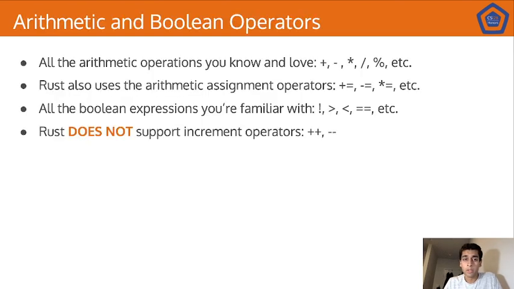Okay, so Rust supports all the arithmetic operations you know, so addition, subtraction, multiplication, division, modulo, etc. It also uses the arithmetic assignment operators, so increment with plus equals, decrement with minus equals, times equals, and there are many more. It also supports all the Boolean expressions you're familiar with, so Boolean negation, exclamation mark, comparison operators, greater than or equal to, equals, etc. Biggest thing to note is Rust does not support the increment operators, so plus plus or minus minus. You can get around this using just plus equals 1 or minus equals 1. So just heads up, you cannot use plus plus or minus minus.